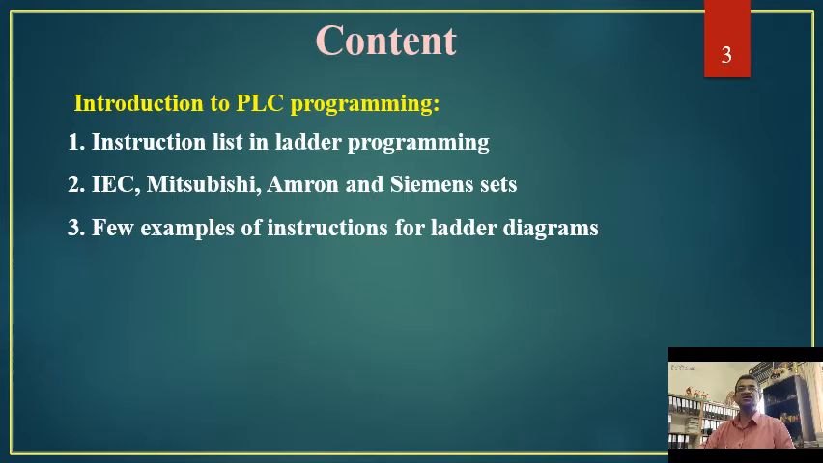So in this sixth lecture we will see something about the instruction list in ladder programming. We also will see the different sets of instructions that are used in building a program in the text format, and these sets are given by IEC, Mitsubishi, Omron as well as Siemens. So these four sets we will see, and we will see how the instructions written in these four sets are different from each other.